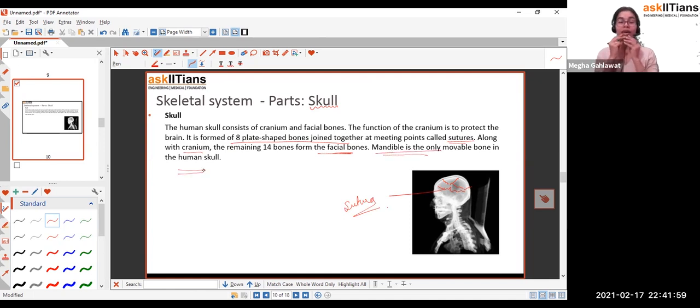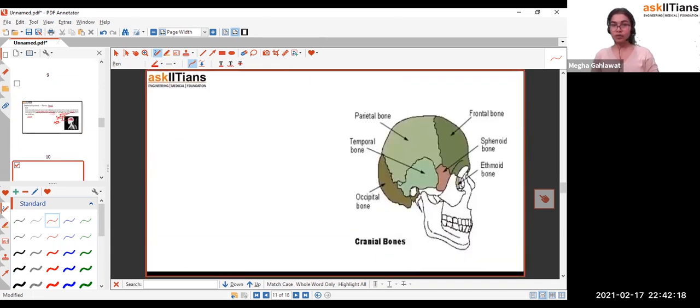So when I'm moving my face, when I'm moving my mouth, you see only the lower bone is moving, only the lower jaw is moving, and it is called the mandible. So this is the lower jaw which moves, right? Now moving forward to the different types of cranial bones which are present in the body.